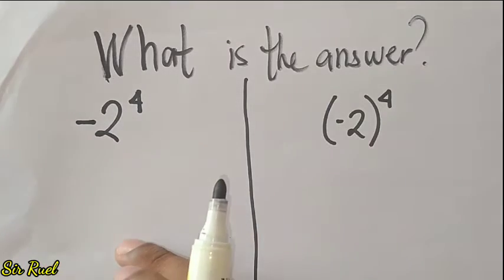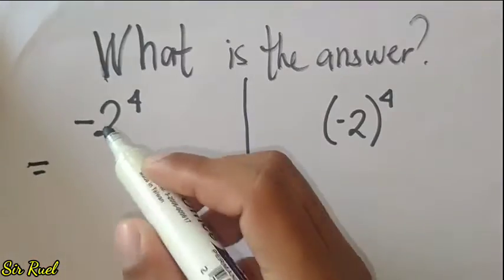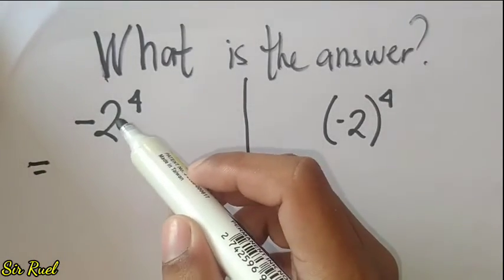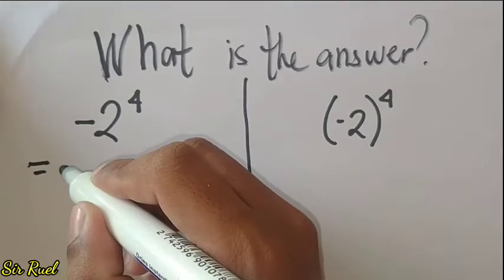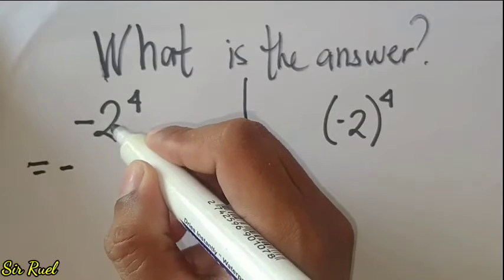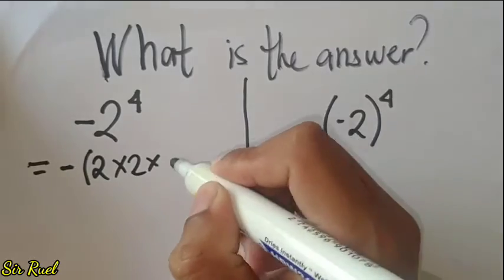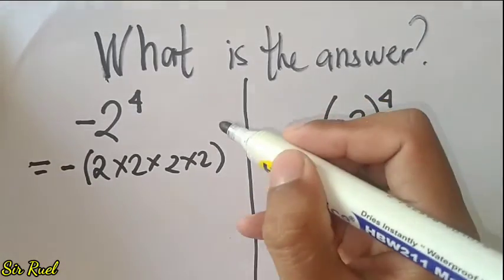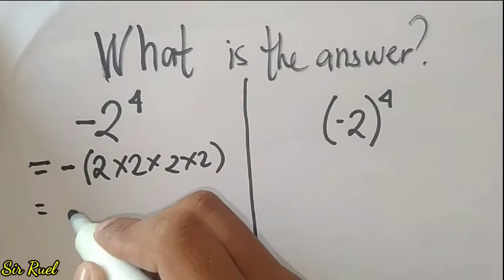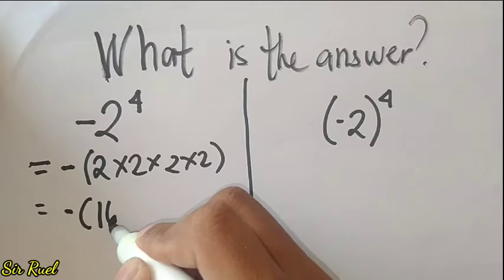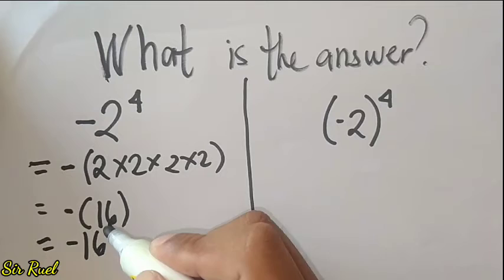So negative 2 raised to 4 is equal to, okay, so here we only raise the 2 to the power of 4. So we can write negative 2 raised to 4 as negative of 2 times 2 times 2 times 2. Next, 2 times 2 times 2 times 2 is equal to 16. Negative times 16 is equal to negative 16. Okay.